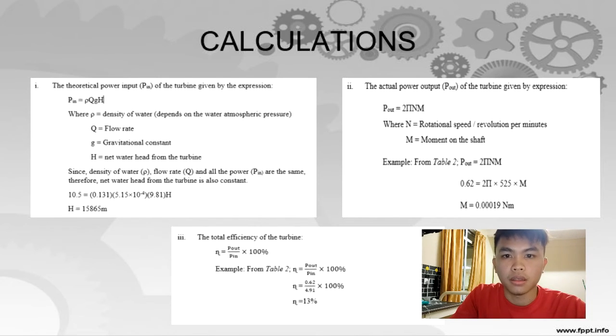And the last one is the total efficiency of the turbine, for which, from the previous calculation, we use the power output divided by the power input and times 100, so the efficiency is in percent.